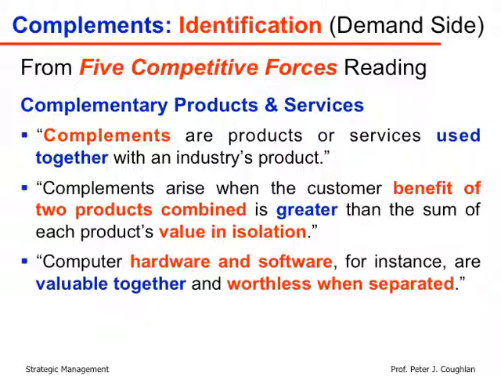Under the heading on complementary products and services, he wrote the following, quote, complements are products or services used together with an industry's product. Complements arise when the customer's benefit of two products combined is greater than the sum of each product's value in isolation. Computer hardware and software, for instance, are valuable together and worthless when separated. If you had a PlayStation game but no PlayStation, the game would be worthless. If you had the PlayStation but no games, the hardware would be worthless. But together the value is significant.